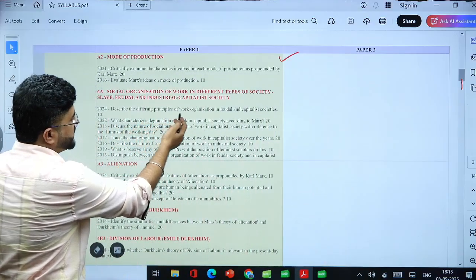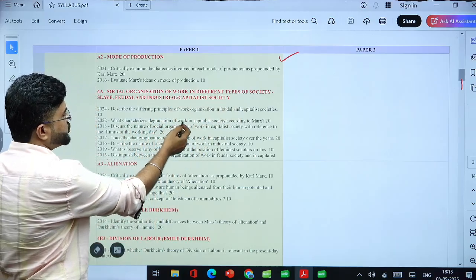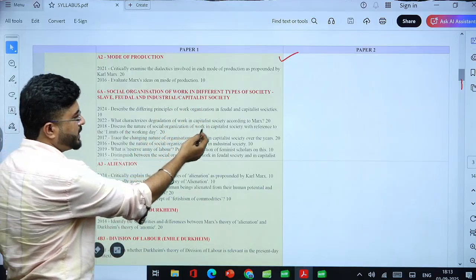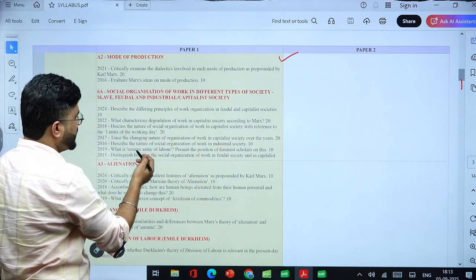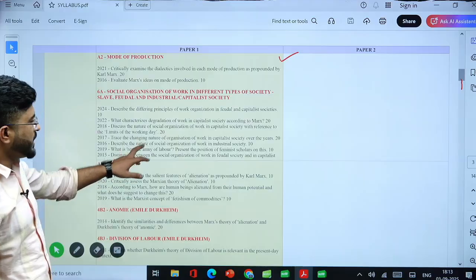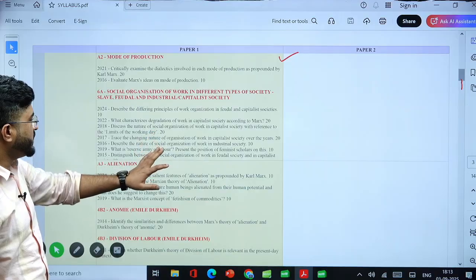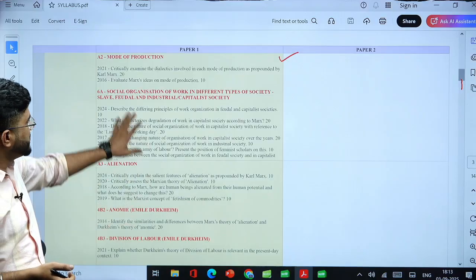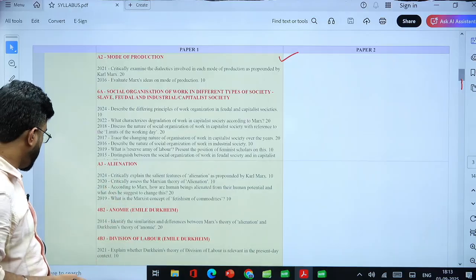Describe the differing principles of work organization in feudal and capitalist societies. What characterizes degradation of work in capitalist society according to Marx? Discuss the nature of social organization of work in capitalist society with reference to the limits of the working day, again Marx's concept. Trace the changing nature of organization of work in capitalist society over the years. Describe the nature of social organization of work in different industrial societies. What is reserve army of labor? Distinguish between social organization of work in feudal society and capitalist society. So this is from chapter 6, part A, social organization of work in different types of societies.